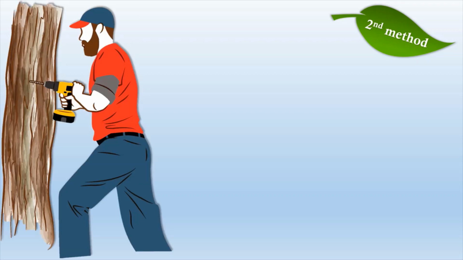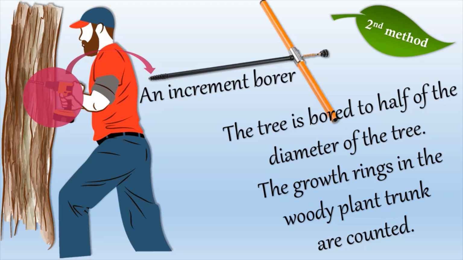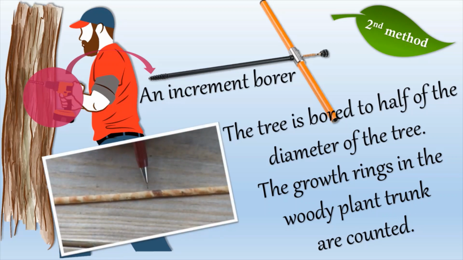For the second method, the tree is not cut but is drilled. Can we just simply use the common drill? Of course not. We should use the increment borer, which can extract a core of wood from the tree. The tree is bored to half of the diameter of the tree or to 75% of the drill depth. The drill bit is removed and the growth rings are counted. This method will definitely save the tree from being cut.